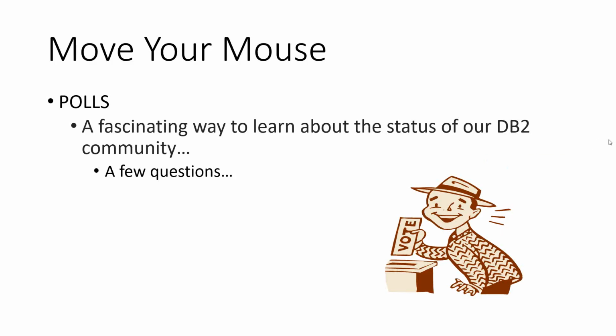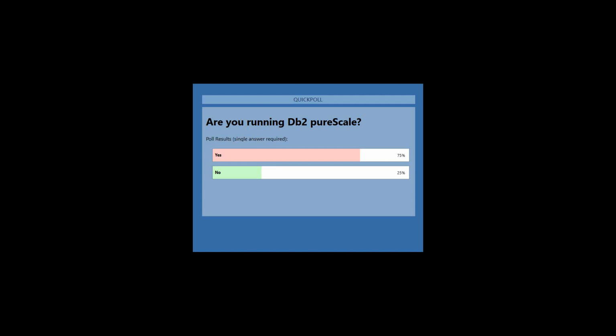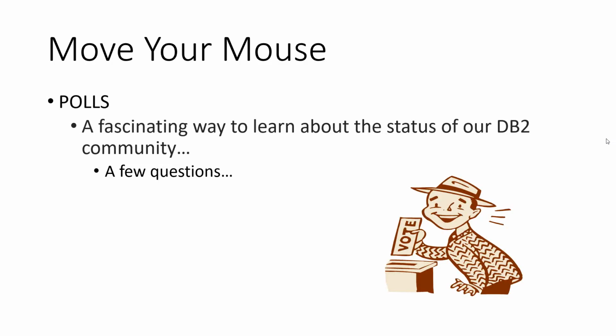That's good to know. Are you running Db2 pureScale? Okay, collecting responses. Closing the poll, sharing the results. 75% said yes and 25% no. That's good. That's a lot of participants from the pureScale area.